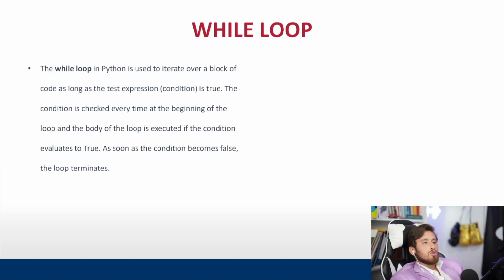Okay, so a while loop is used to iterate over a block of code as long as the condition is true. The condition is checked each time the loop is being run. So as you'll see in the block of code, we're going to be checking for a specific condition. And once that condition becomes false, then the loop terminates. The syntax is very simple. It's just while, whatever condition you have, and then the code block, and that will be pretty much it.